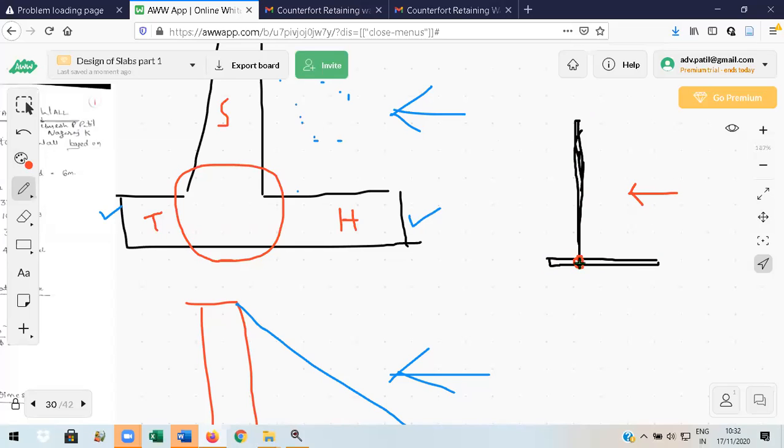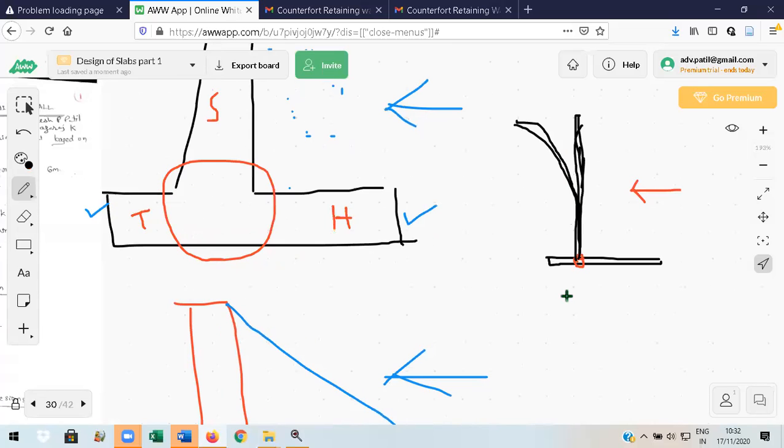Force acts like this. Since it is fixed at the base and free at the other end, it is going to bend like this. Simply, the way you can see from whatever you have studied in strength of materials, this is a cantilever slab. It is going to bend like this. The same thing has happened here also, because this is a cantilever vertical slab.